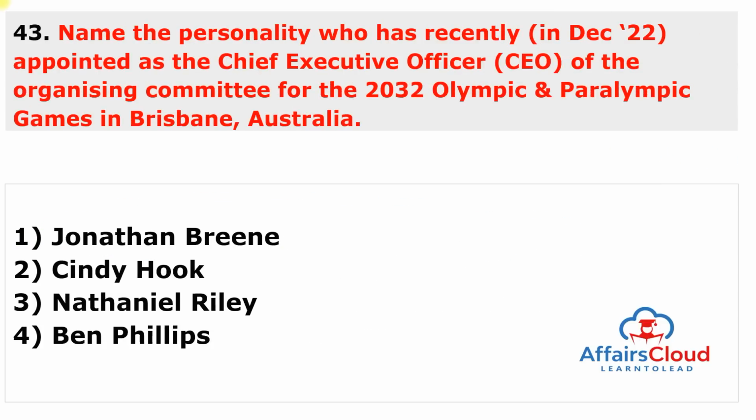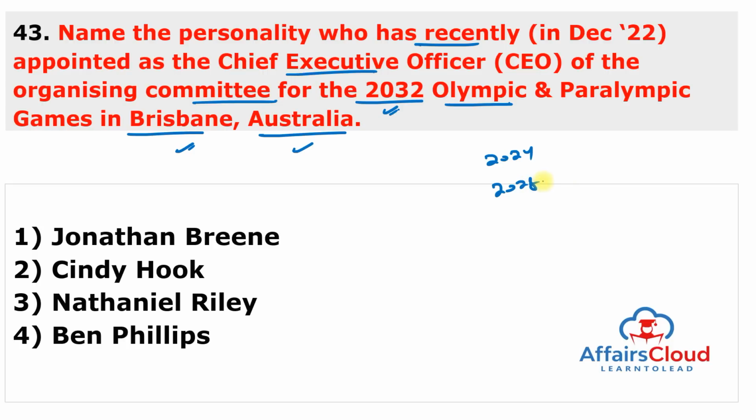Moving to next question. Name the personality who has recently been appointed as the CEO of the Organizing Committee for the 2032 Olympic and Paralympic Games in Brisbane, Australia. First of all, you have to remember 2032 Olympic Games will be hosted by Australia in Brisbane, 2024 in Paris, 2028 in Los Angeles. So here is the answer. Answer is Cindy Hook. Answer of this question is second.